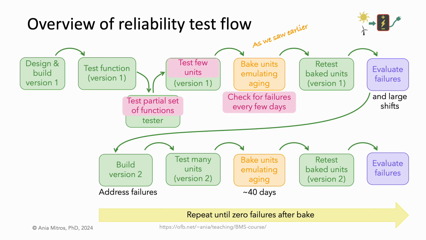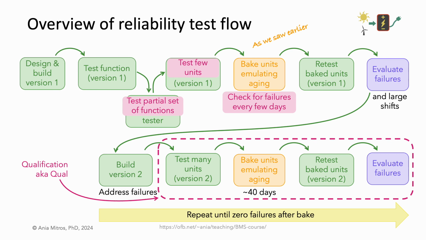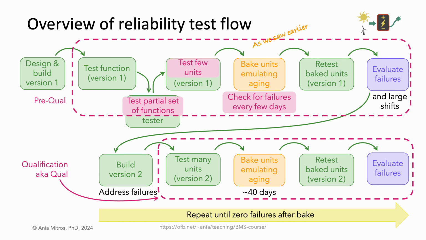The first time through this process, we might test only a partial set of functions. For example, if the automated tester is not yet fully programmed and the testing is done manually. We might test only a small number of units. And we might pause baking to check for failures so we can start debugging and addressing any early failures before the full 40 days. The whole process, when done with the target number of units and a complete test program, is called qualification, or in shorthand, qual. The abbreviated process is referred to as pre-qual.